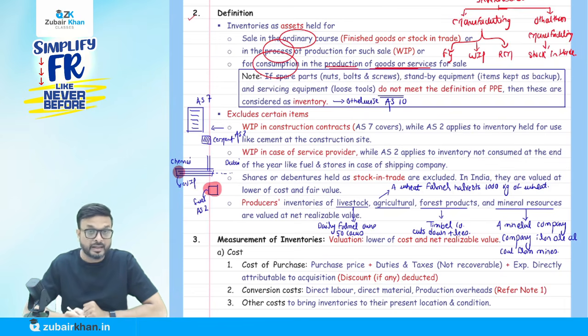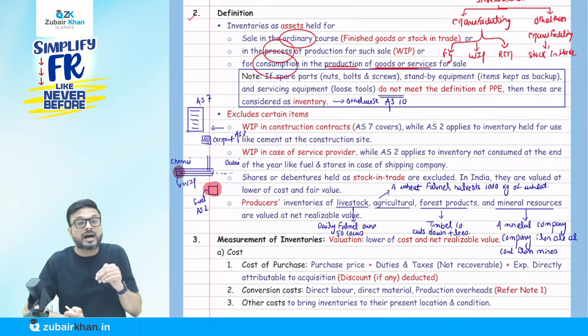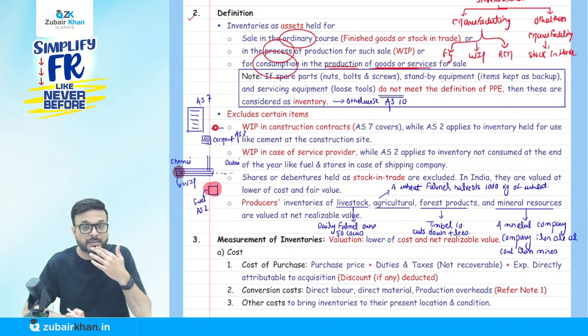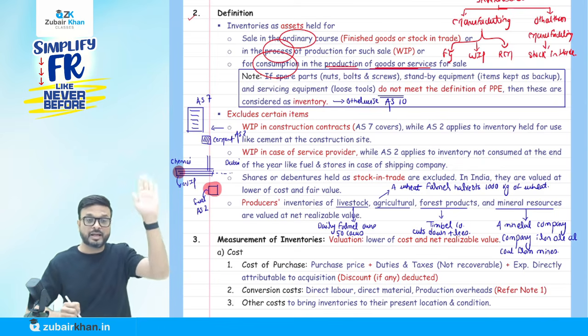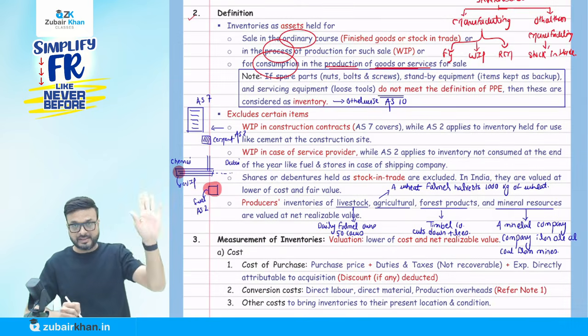Now please understand, this construction is going on. This is a WIP. So who is going to cover this construction? Accounting standard 7. Okay. If there are certain goods which we are going to use for that construction that year, for example cement, this is going to be covered under accounting standard 2. Otherwise, WIP in construction contract, where will it be covered? It will be covered in accounting standard 7.